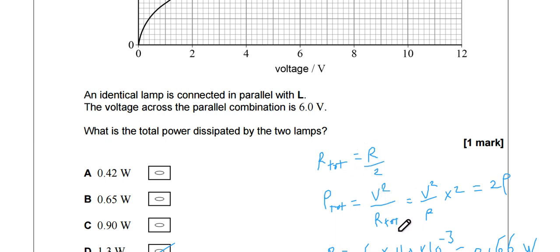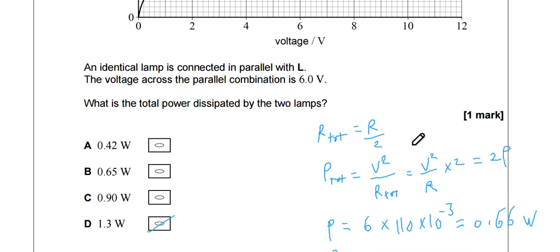So V square over R total means V square over R over 2, which is 2 times P, because P is V square over R. P is the power dissipated in only one lamp. Okay.